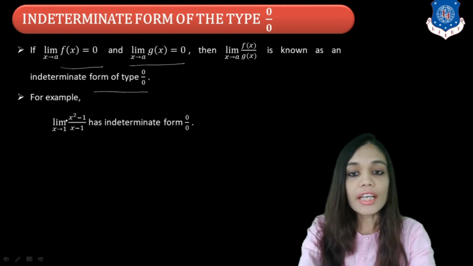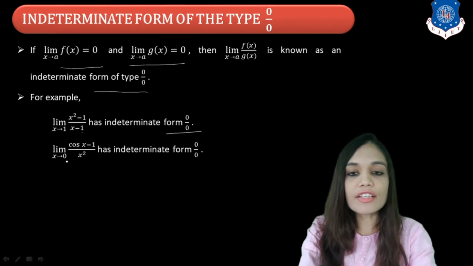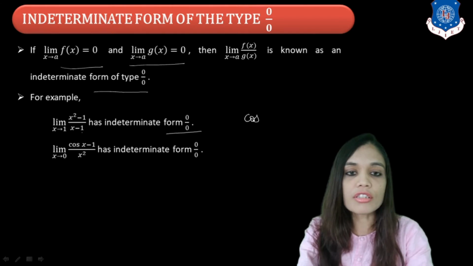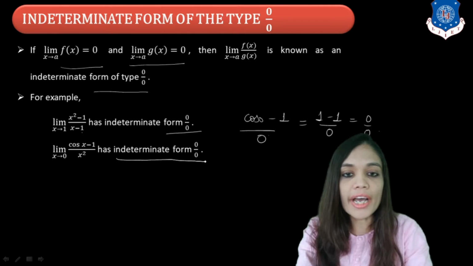For example, limit x tends to 1, x square minus 1 upon x minus 1. If we start evaluating this, that is, if we put x is equal to 1 in the numerator and denominator, then we will get indeterminate form 0 by 0. Same way, limit x tends to 0, cos x minus 1 upon x square. If we put x is equal to 0 in this, we will get cos 0 minus 1 upon 0. But cos 0 is 1, so 1 minus 1 upon 0. So this is again indeterminate form 0 by 0.